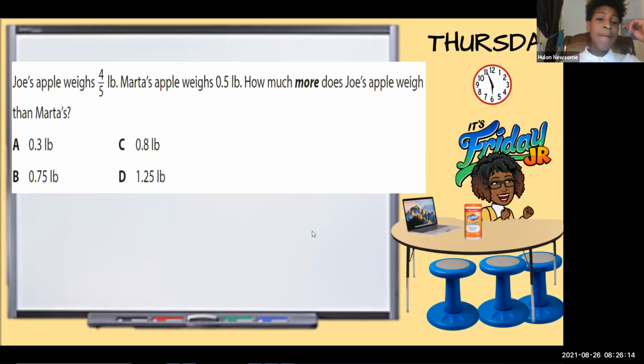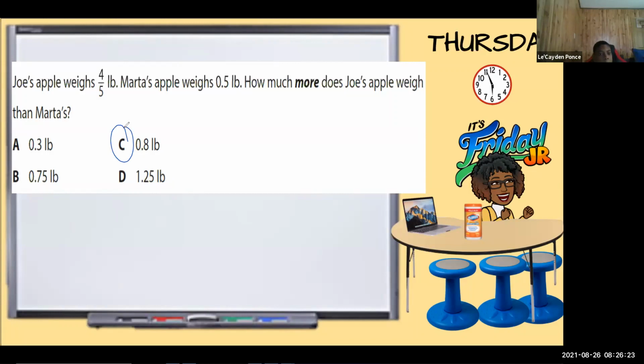I think it's C. All right. Hold that thought, hold that thought. I'm gonna go ahead and mark it, but hold that thought. I got 8. All right, hold that thought too. Yeah, I got 8 too. Yeah, I think A.